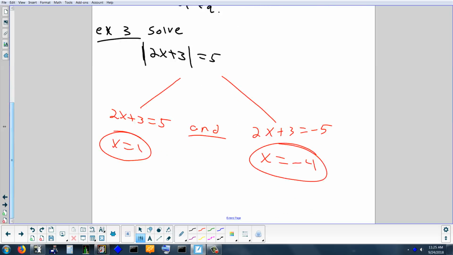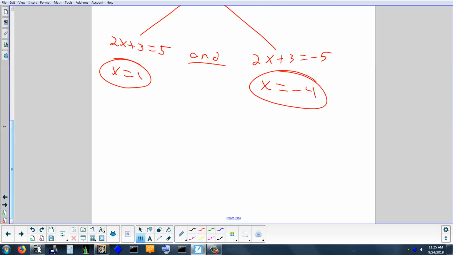So that's the key. Just remember, when you have absolute value, you've got to split it into two problems because there's always two solutions. Now, if you had something like this, a lot of people start solving that. They say, okay, I'll just split it into two problems. Why? What would happen here? Does anyone see what's happening there?